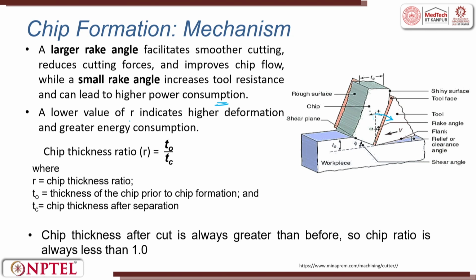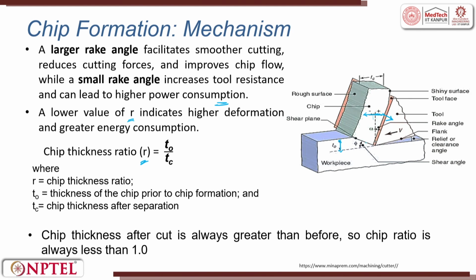The lower value of R, what is R? R is the chip thickness ratio. What is chip thickness ratio? T naught by Tc is called the chip thickness ratio. The lower value of R indicates higher deformation and greater energy consumption.